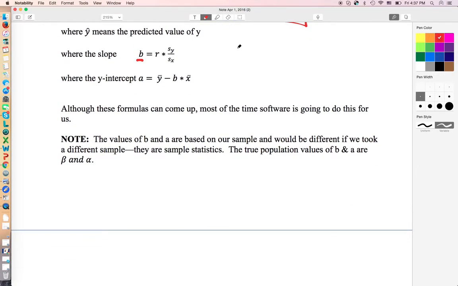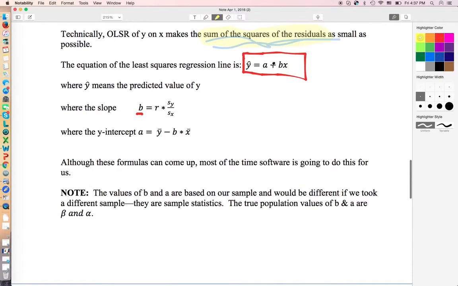It's really important to understand that these values A and B you get when you do the regression on your calculator are from the sample. And because they're from the sample, they're sample statistics, which means that if we had a different sample, we would get different values for the slope, and we would get different values for the y-intercept. So those values are entirely dependent on the observations that you sampled. Different observations in your sample, different sample, you get different A's and B's.